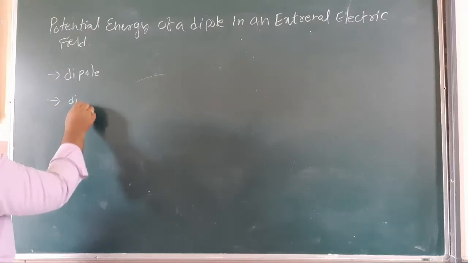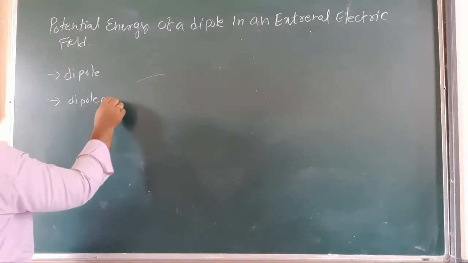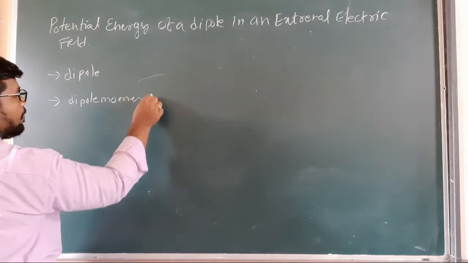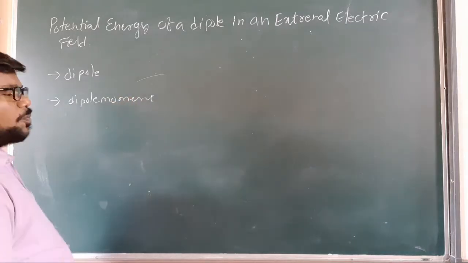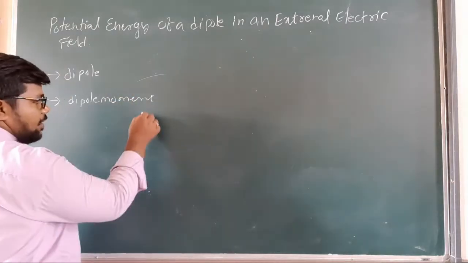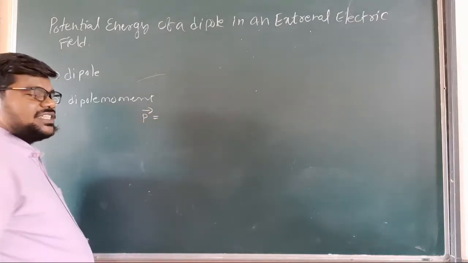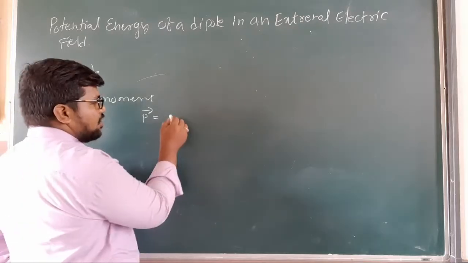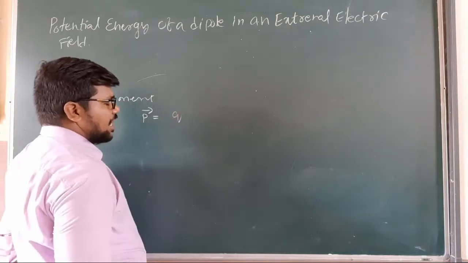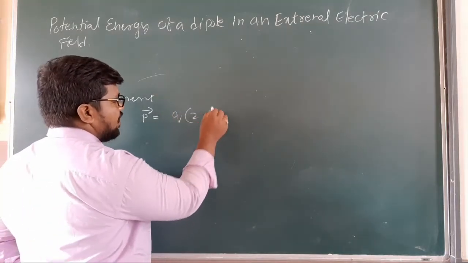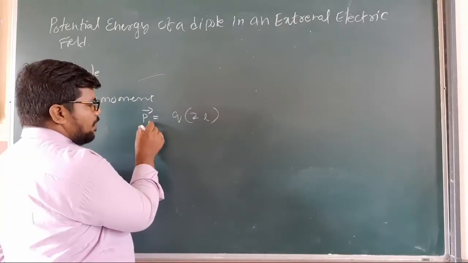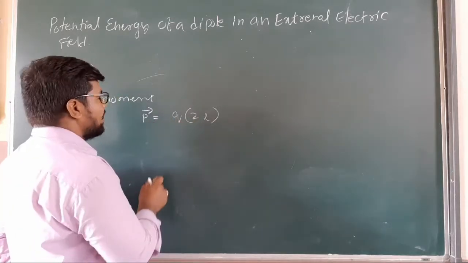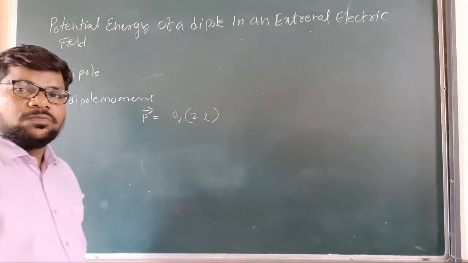Next, what is electric dipole moment? The dipole moment is denoted P bar, which is defined as the product of the magnitude of charge and the separating distance. P bar is equal to Q into 2L. It is called the electric dipole moment.